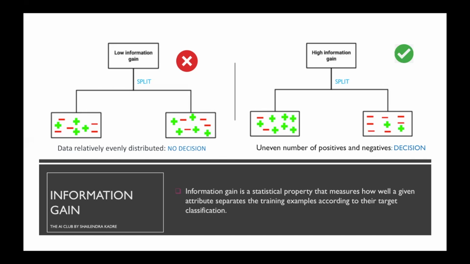after splitting, if we are able to separate the training examples according to their target classification, then it is a high information gain. Otherwise, it is going to be a low information gain.